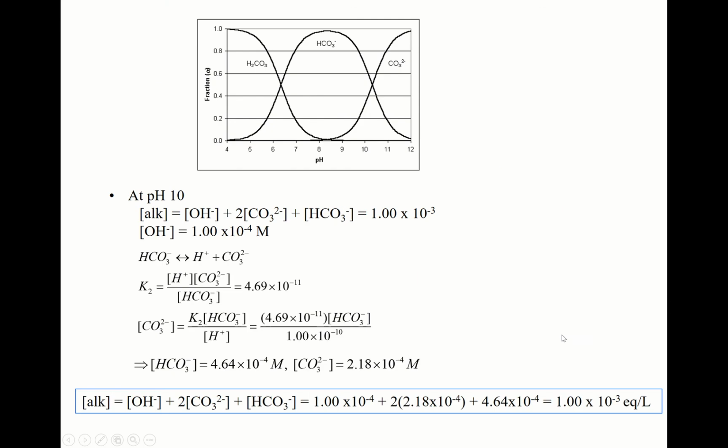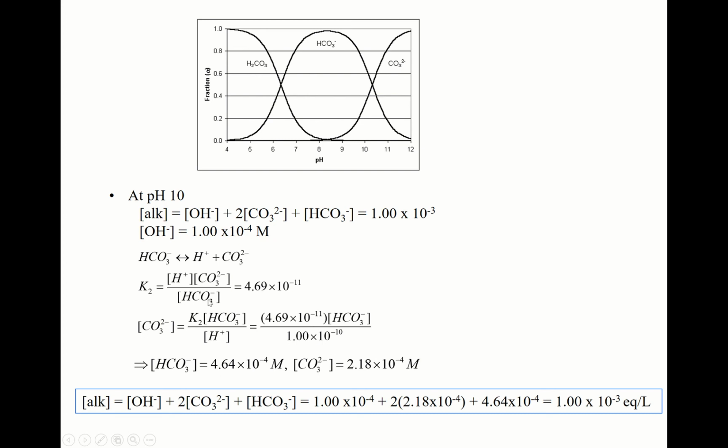Okay, and then let's consider pH 10. This is the same graph. At pH 10, alkalinity by definition is given by this equation, and this is already given as 1.00 times 10 to the minus 3. Here at pH 10, the hydroxide ion concentration cannot be neglected, right? This is 1 times 10 to the minus 4 molar.